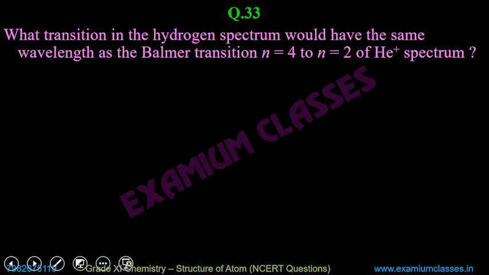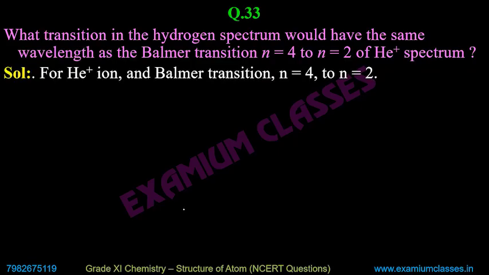Next question. What transition in the hydrogen spectrum would have the same wavelength as the Balmer transition n equals 4 to n equals 2? We have done this question during the theory class as well, but I included it because this is a very common question and you need to understand, and probably memorize, the answer also. There are two questions of this type. One is NCERT and one is another question, which I'll give you in the assignment.